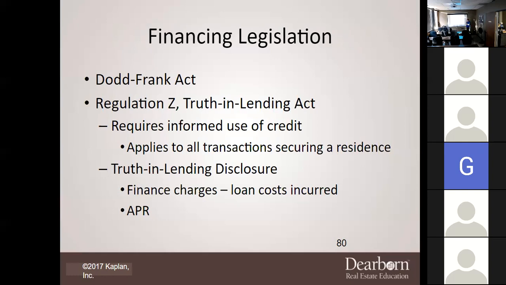The Dodd-Frank Act in this particular situation came in to help regulate the markets. We do have Regulation Z that also came in, that was the Truth in Lending, and it requires the informed use of credit. And it applies to all transactions that secure a residence. The Truth in Lending, which is the TIL statement, basically discloses the finance charge as well as the APR.